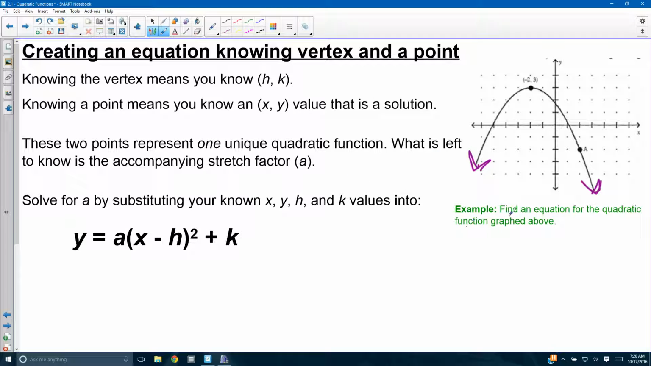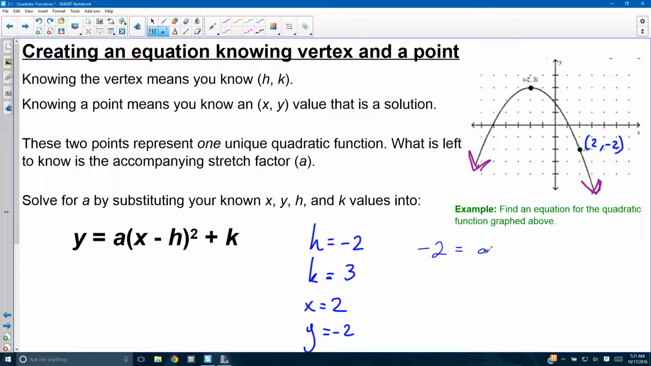So the example: find an equation for the quadratic function graphed above, and we're going to write it in vertex form. So I know that my h, k values are -2 and 3, as you can see right there. I have an x value, so this is crossing at 2, -2. That's where it's crossing through there. So the x value is 2 and the y value is -2. I'm going to go ahead and substitute these 4 things into this equation right here, and that actually will reveal what my a value is as a result of that.